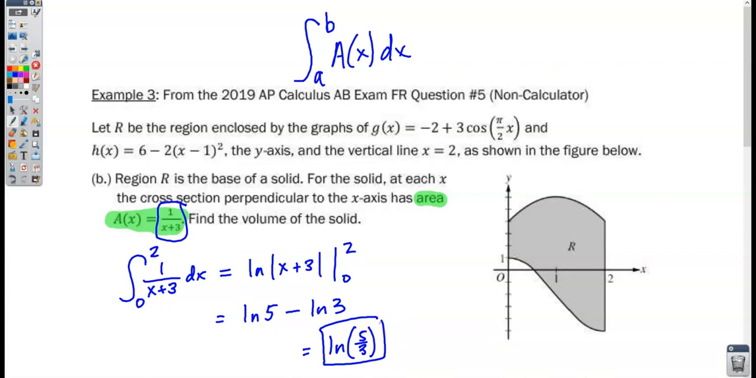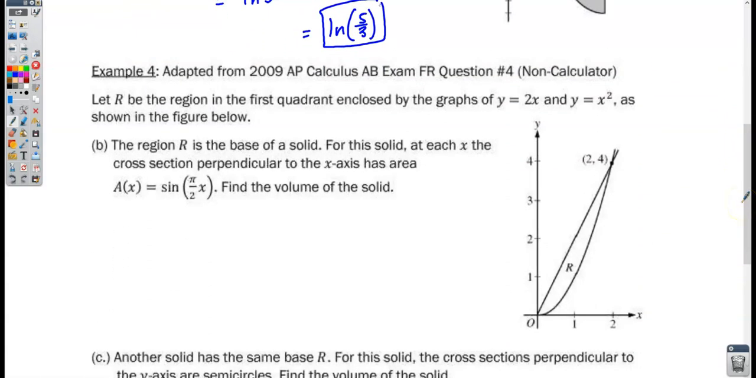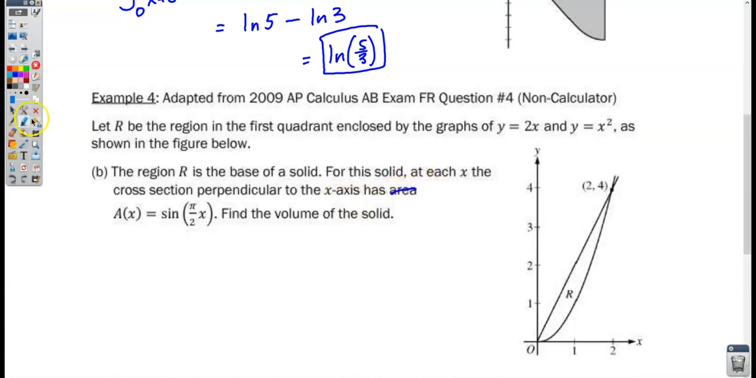On to example 4. Example 4, adapted from the 2009 AP Calculus AB exam free response question number 4, non-calculator. Let R be the region in the first quadrant enclosed by the graphs of y equals 2x and y equals x squared, as shown in the figure below. The region R is the base of a solid. For this solid, at each x, the cross-section perpendicular to the x-axis has area. Again, we're told the area of a cross-section, so there's not really any work for us to do here. We're going to find the volume of this solid.